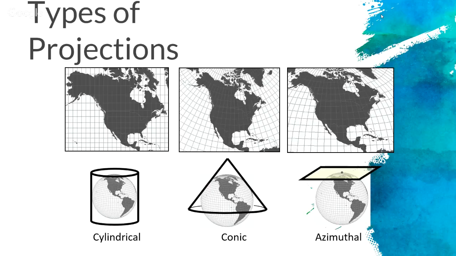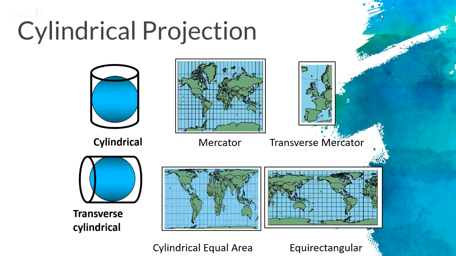And as you can see, when you look at North America here, it looks different in those three projected coordinate systems. So the most common cylindrical projection is Mercator. If you had that colorful map in your elementary school classroom, that's what it was. It was a Mercator map. When we take a piece of paper and put it around a sphere, the paper touches the sphere right where the equator is. So cylindrical projections are best used if you're dealing with the equator area, because that's where there is less distortion. As you move further north or further south, that's where we get that distortion.